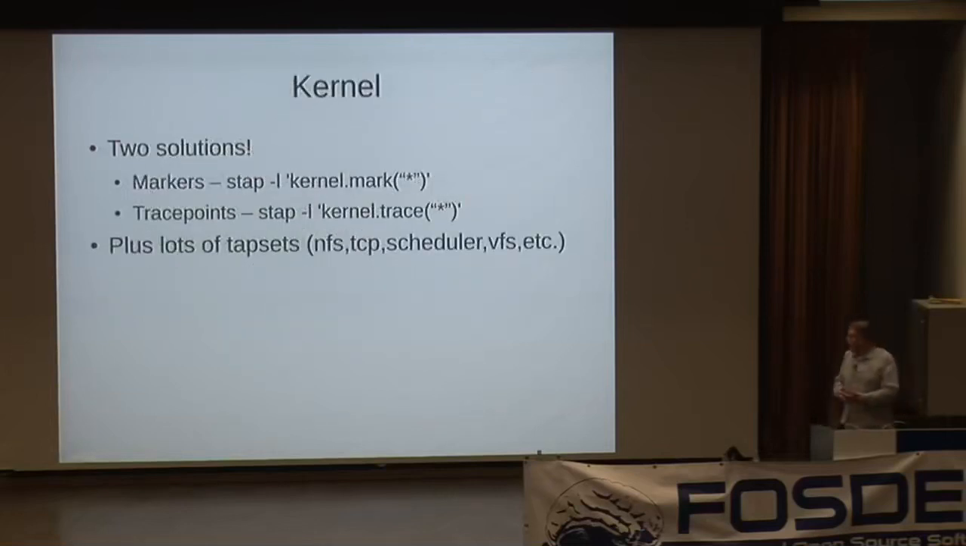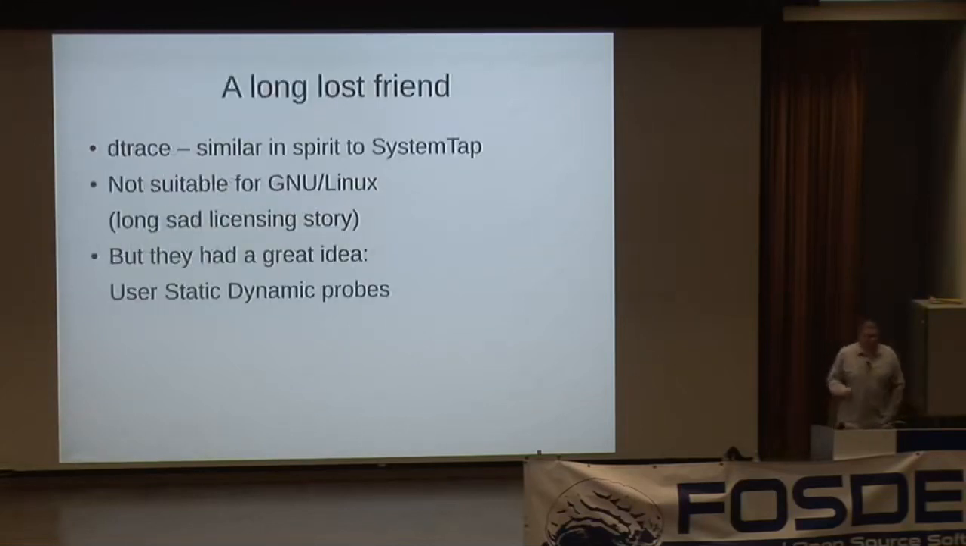In the kernel, we're making nice progress. There are actually two solutions. Well, to be honest, the kernel markers are being deprecated, and the trace points are the new way to do it. SystemTap can observe them both. And of course, there are a lot of tap sets already for the kernel.